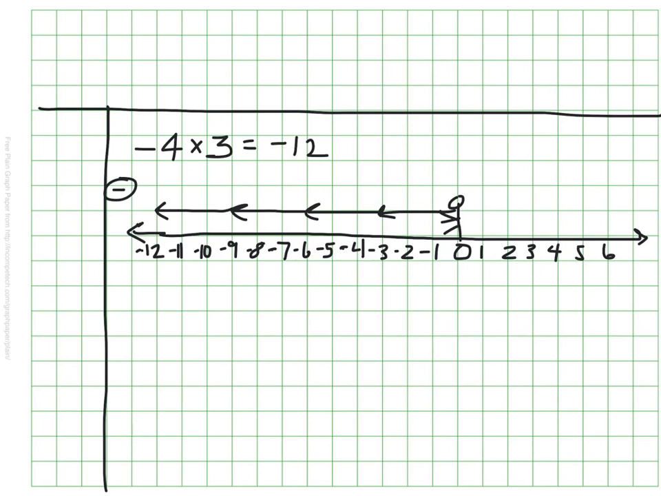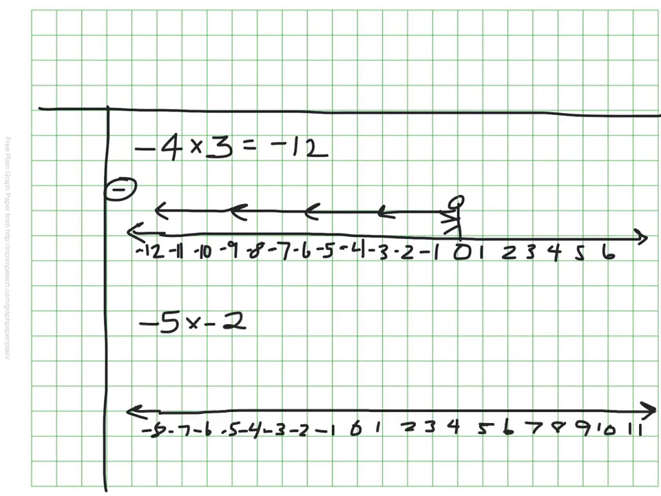Let's do one more. So let's try this negative times a negative, right? We have -5 times -2. So take a moment to decide what this would look like on the number line, where you would be going, which way you would be facing, and come up with a product, come up with the answer to this multiplication question. Pause the video and then we'll check in and see how you did.